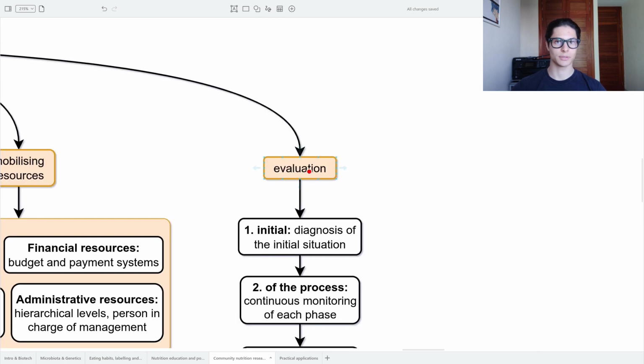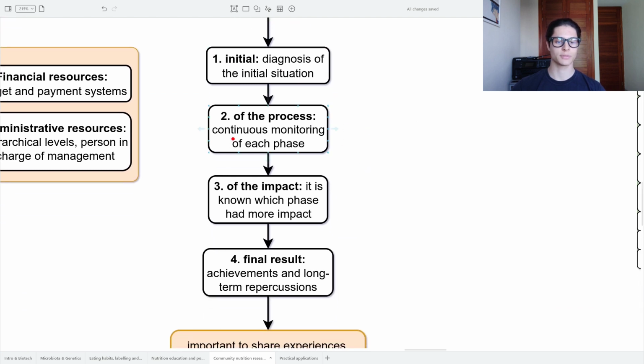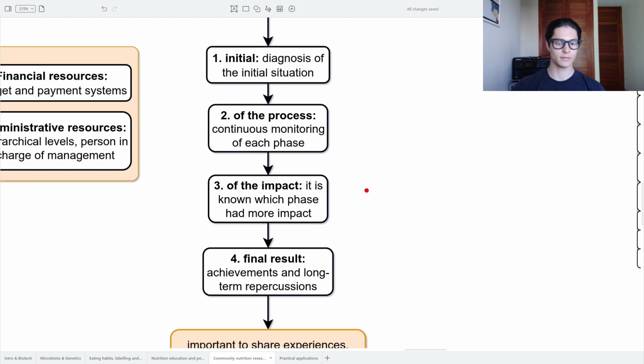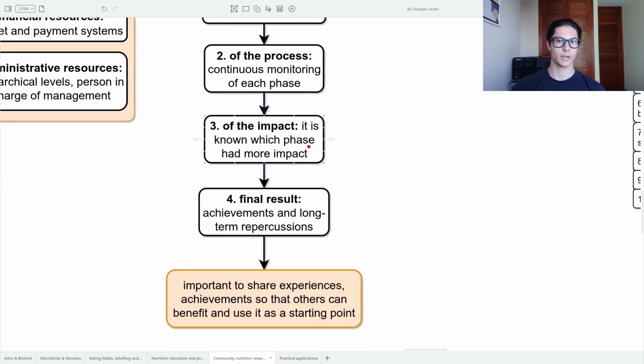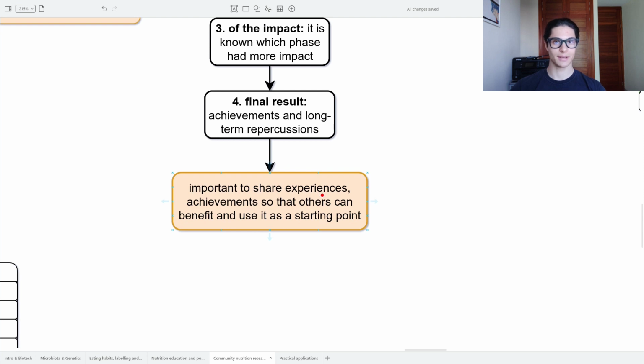And then we have the evaluation, which we're going to see in more detail in a few moments, but these are the main points. So the diagnosis of the initial situation, the evaluation of the process, so continuous monitoring of each phase, the evaluation of the impact, so here we know which phase had more impact, and the final result evaluation, so the achievements and long-term repercussions. It's important to share the experiences we had as well as the achievements we got, so others can benefit from those, and they can use it as a starting point for maybe another program.